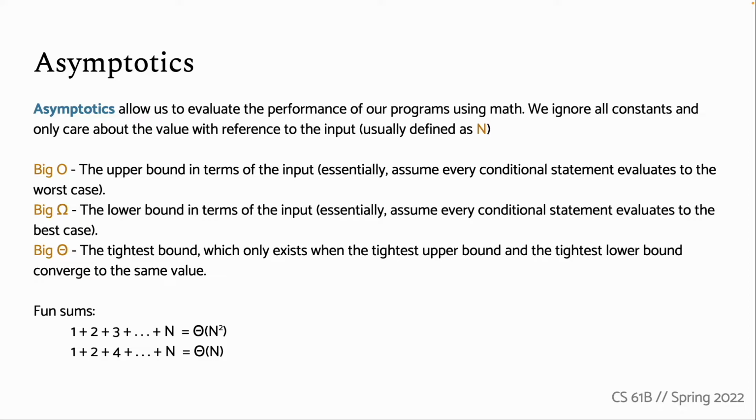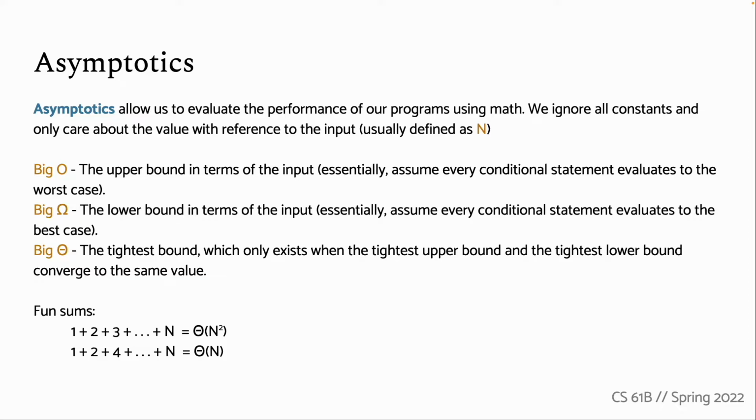In asymptotic analysis, like I said, we care about as things get huge, so we ignore things like constants and we ignore things like lower order terms, which we'll see in the examples, and we only care about the speed with reference to the input that's usually defined as n, so we don't care about things that take a long time that are independent of that input. There's 3 bounds that we use.